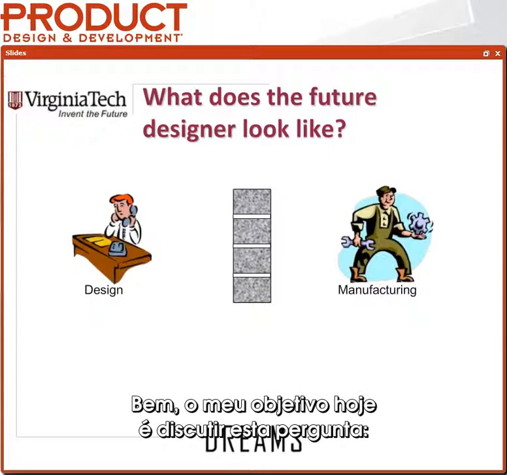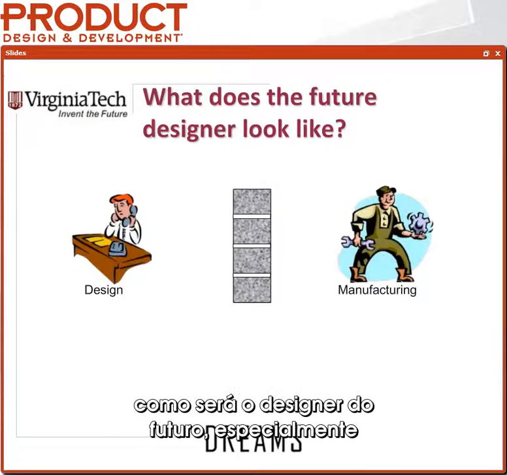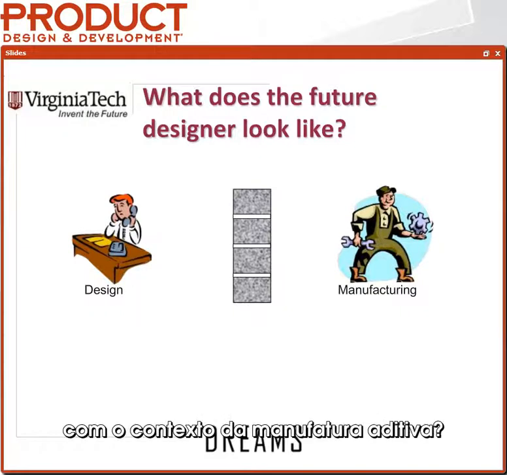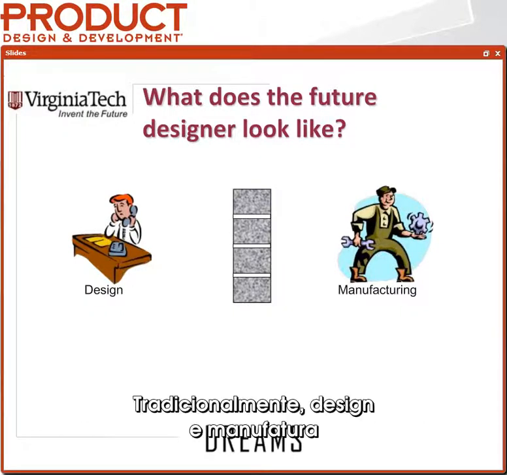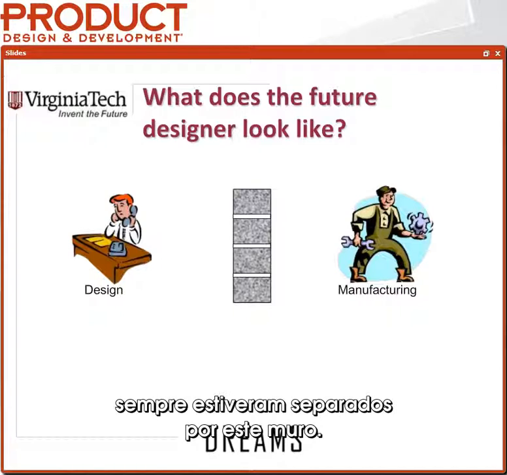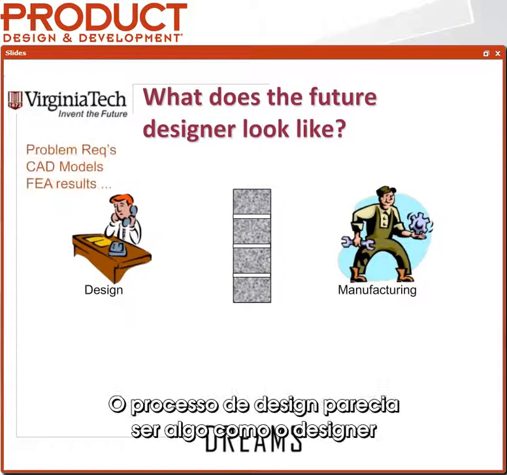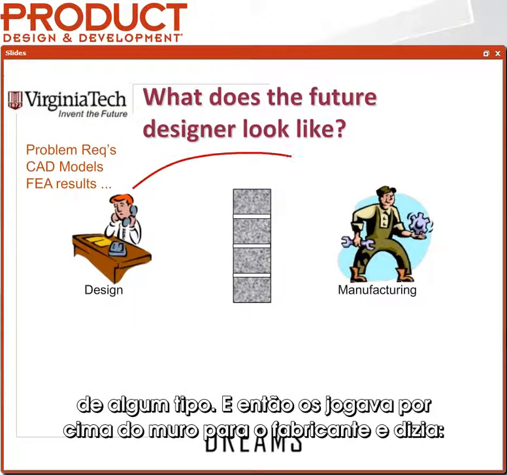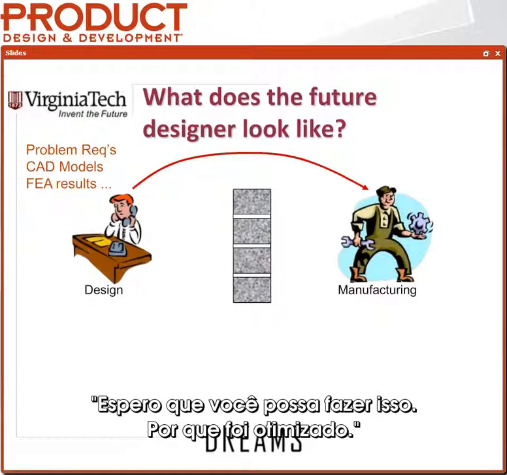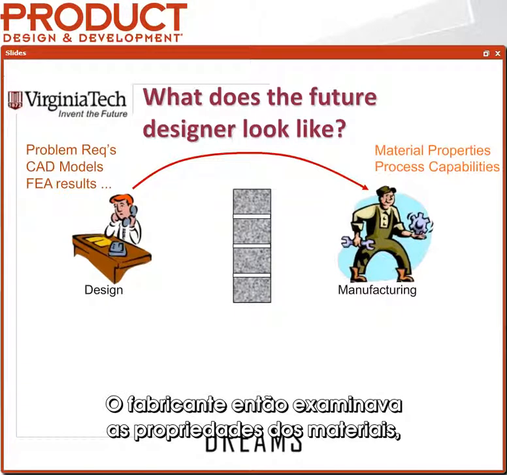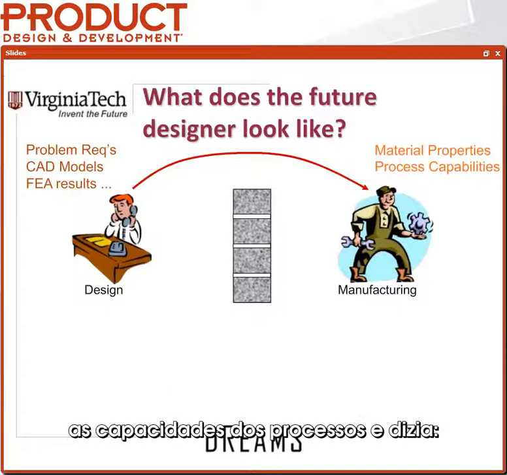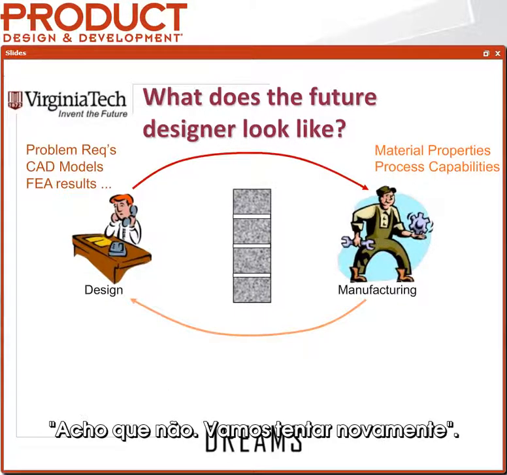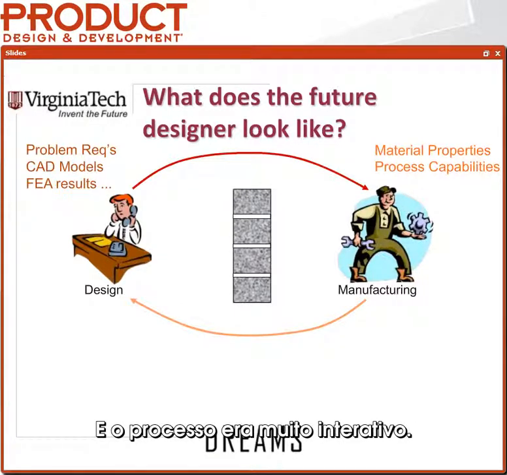But really what I want to focus on today is this question: what does the future designer look like, especially within the context of additive manufacturing? Traditionally, design and manufacturing have always been separated by this wall, if you will. In the past, design looked like the designer creating problem requirements, generating CAD models, and then throwing them over the wall to the manufacturer and saying, I hope you can make this, because it's been optimized. The manufacturer checks against material properties and process capabilities, and says, I don't think so. Let's try that again. And it's a very iterative process.